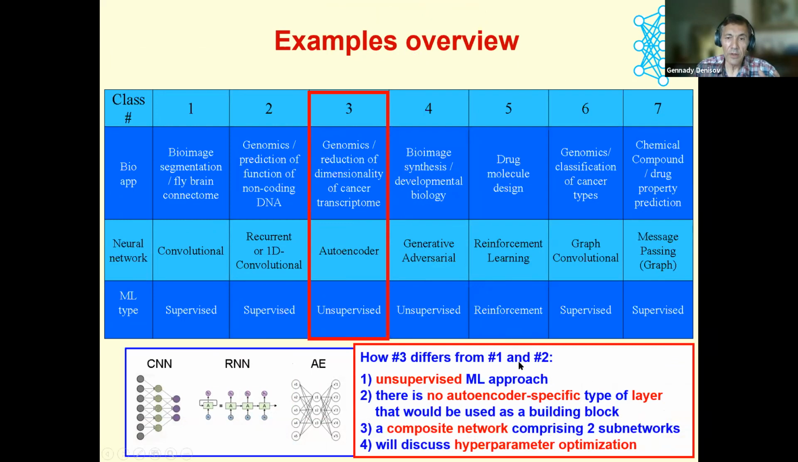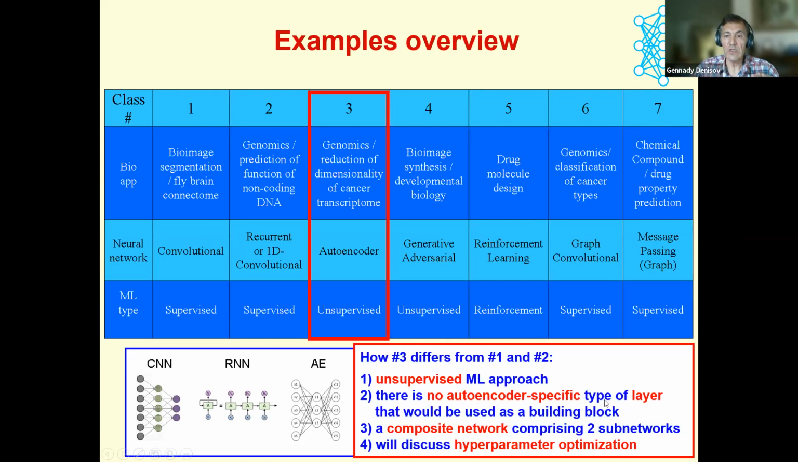First of all, we are now dealing with an unsupervised machine learning approach, which means there will not be ground truth labels for this example. But instead of labels that we normally show at the output of the network, like we did in supervised machine learning, at the output we want to have exactly the same data as at the input, so no labels.